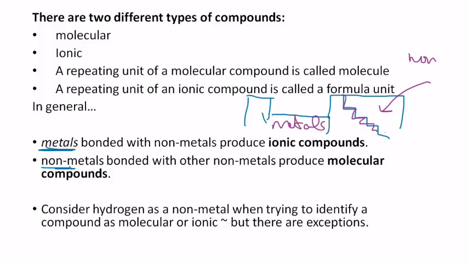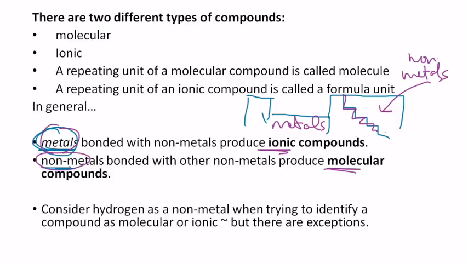Right off the bat, if somebody gives you the formula of a compound, you look in the formula, and if you see any metal, it kind of contaminates it. If you see any metal, then that must be an ionic compound. If all the elements in that compound are nonmetals, then it is a molecular compound.